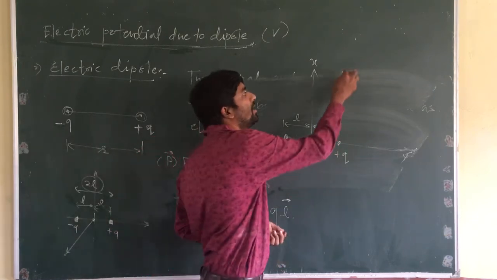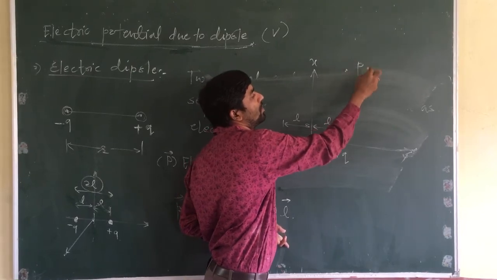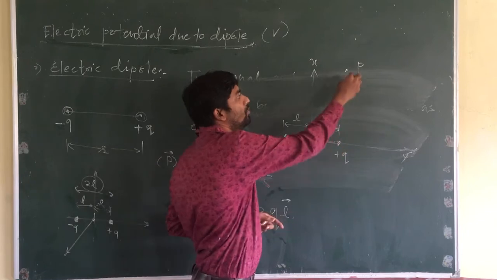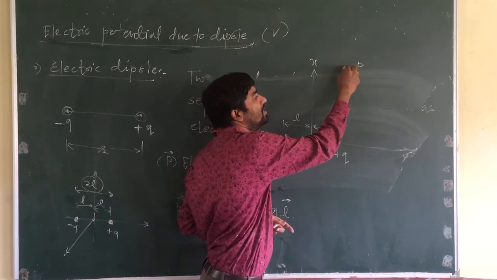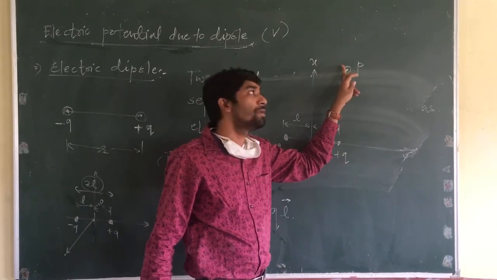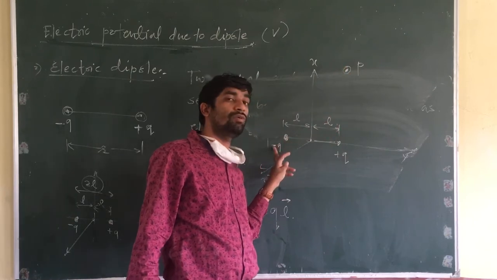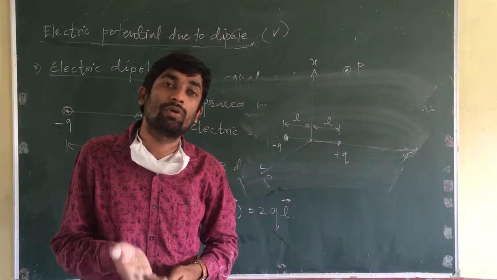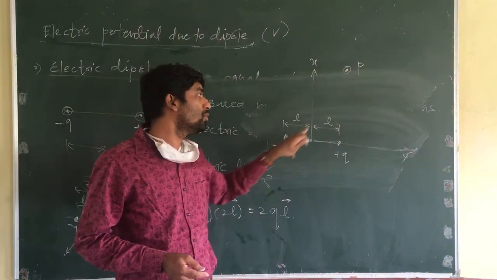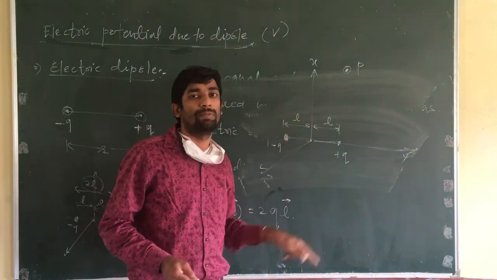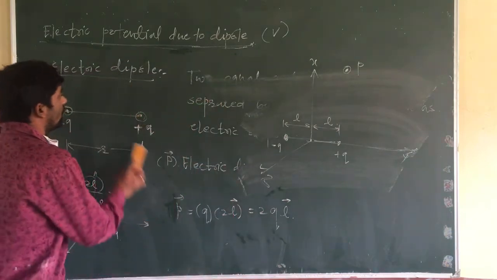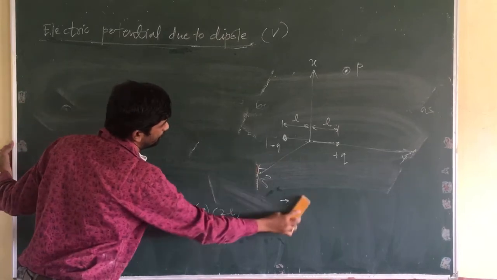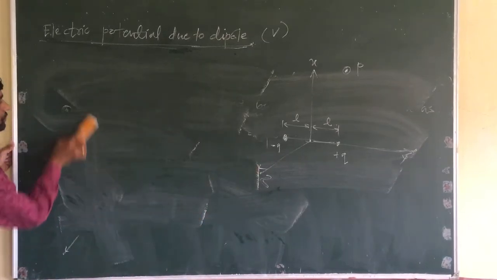Suppose I have taken this point P, and at point P there is a test charge. I have to find the electric potential at point P due to this positive charge and negative charge; that is known as the electric potential at point P due to this electric dipole. So how to calculate the electric potential due to the dipole, that you have to find out now.